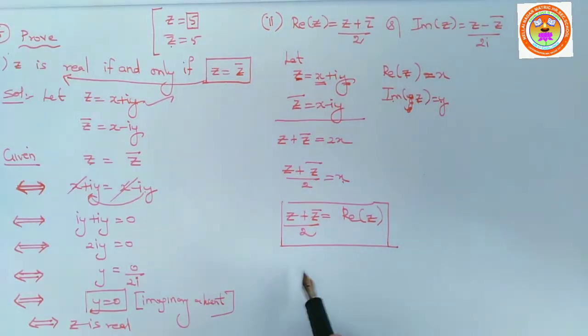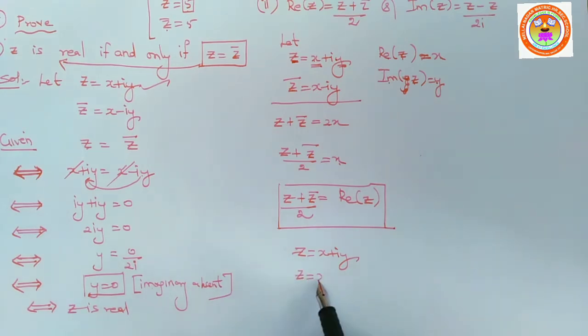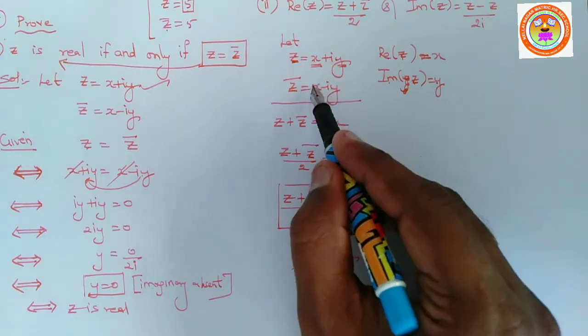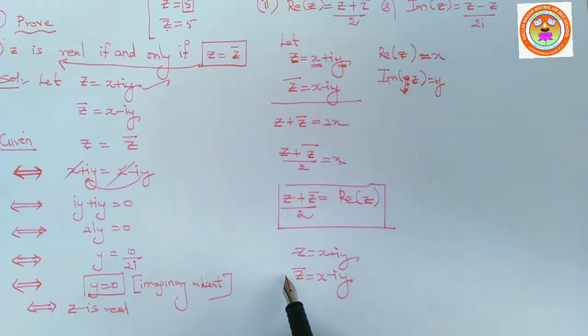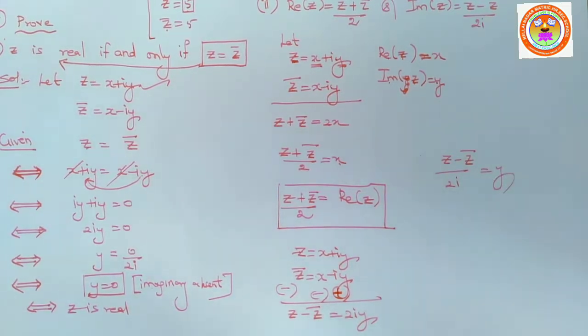Next, part 2. Z is equal to x plus iy, the same one, and z bar is equal to x minus iy. Here we were adding; this one we are subtracting. So this plus will become minus, minus will become plus. Z minus z bar is equal to x minus x cancel, iy plus iy, which gives 2iy. Let 2i come down. It becomes z minus z bar divided by 2i is equal to y.